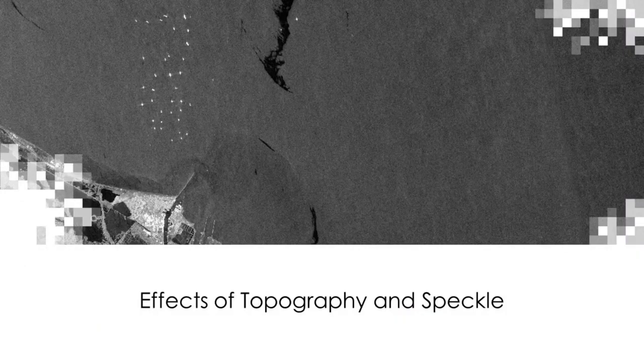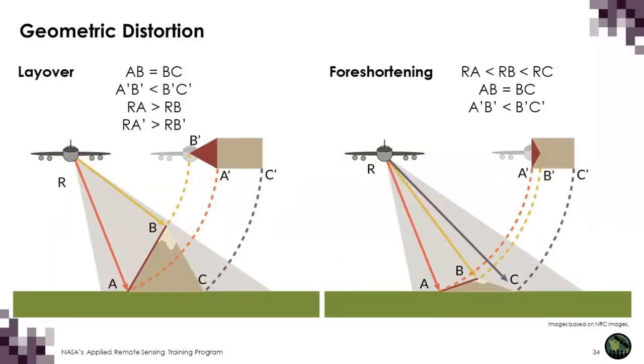So now I'll discuss some of the effects of topography that you need to account for, as well as speckle. And these are geometric distortions. So one of them is layover, and that occurs when the radar beam reaches the top of a tall feature, in this case B, point B, before it reaches the base, point A, on the figure on the left. And the return signal from the top of the feature will be received before the signal from the bottom. And as a result, the top of the feature is displaced towards the radar from its true position on the ground, and therefore it lays over the base of the feature.